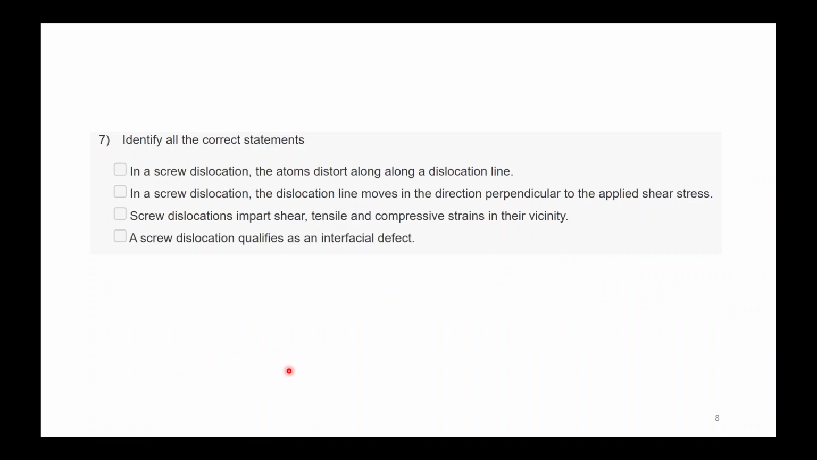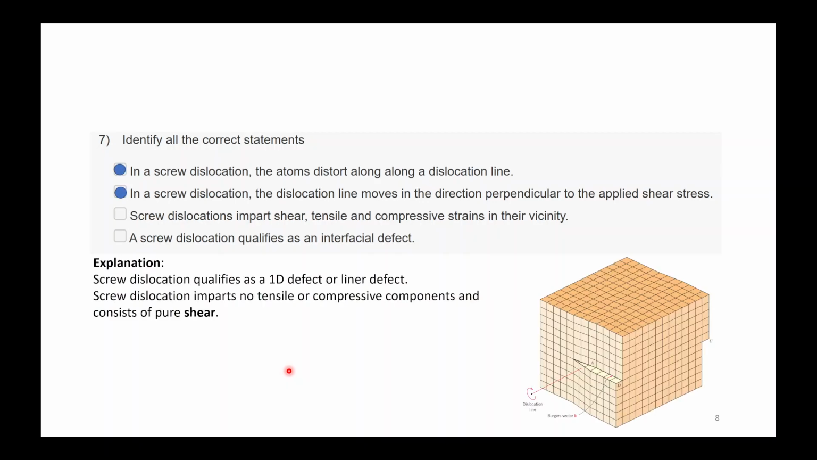Seven, you have to identify all the correct statements. So in a screw dislocation, the atoms distort along a dislocation line. In a screw dislocation, the dislocation line moves in the direction perpendicular to the applied shear stress. Screw dislocations impart shear, tensile and compressive strains in their vicinity, or a screw dislocation qualifies as an interfacial defect. Your answer will be the upper two statements are correct.